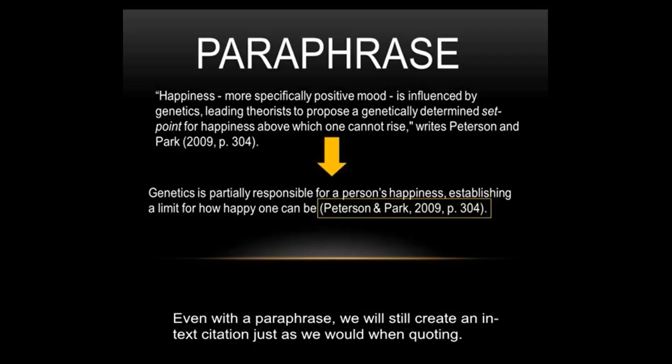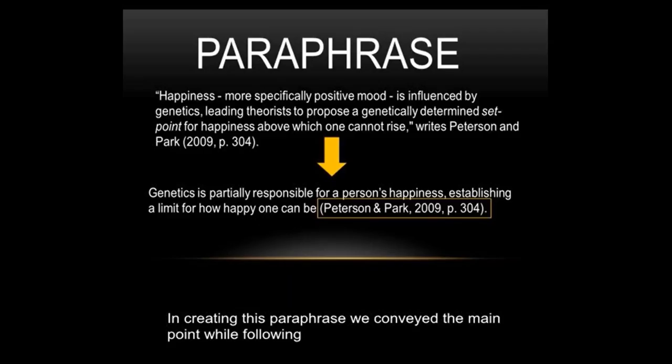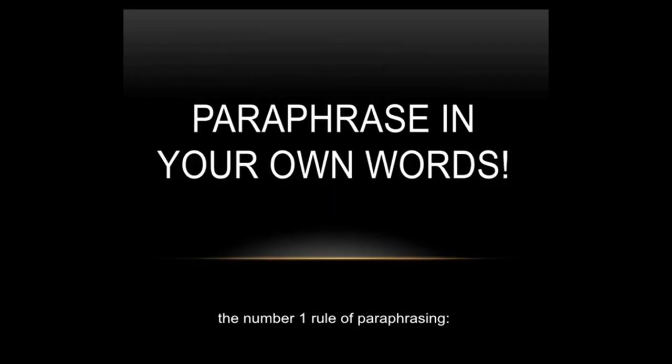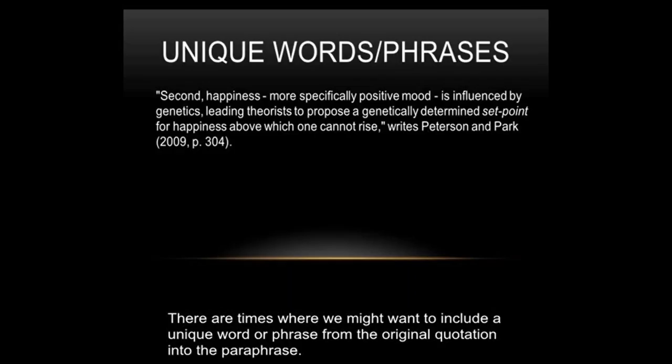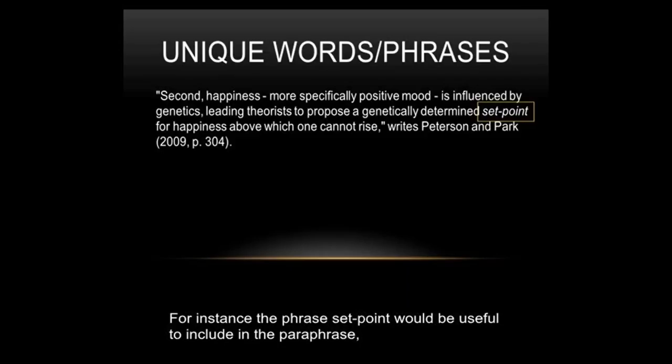And with a paraphrase, we'll create an in-text citation just as we would when quoting. In creating this paraphrase, we convey the main point while following the number one rule of paraphrasing: paraphrase in your own words. We didn't just take the quote and change a couple of the words. We altered everything. The main idea is the same, but the two sentences are very different. There are times where we might want to include a unique word or phrase from the original quotation into the paraphrase. For instance, the phrase set point would be useful to include in the paraphrase. So we do that by placing quotation marks around it.